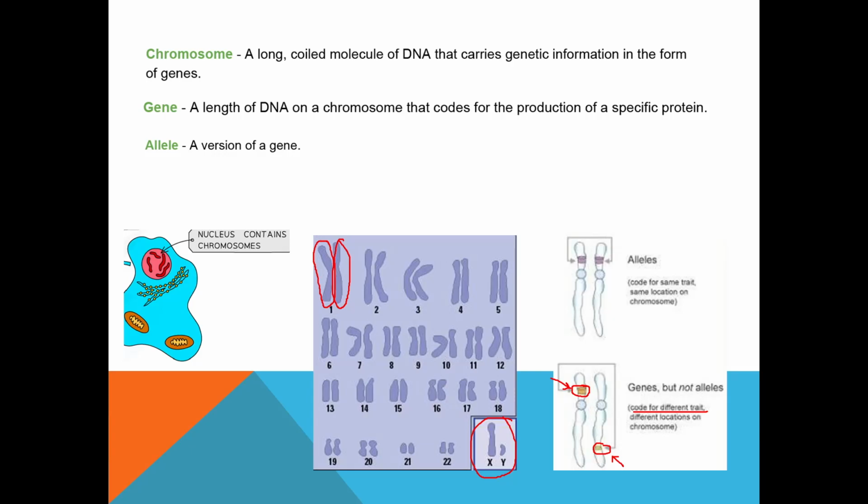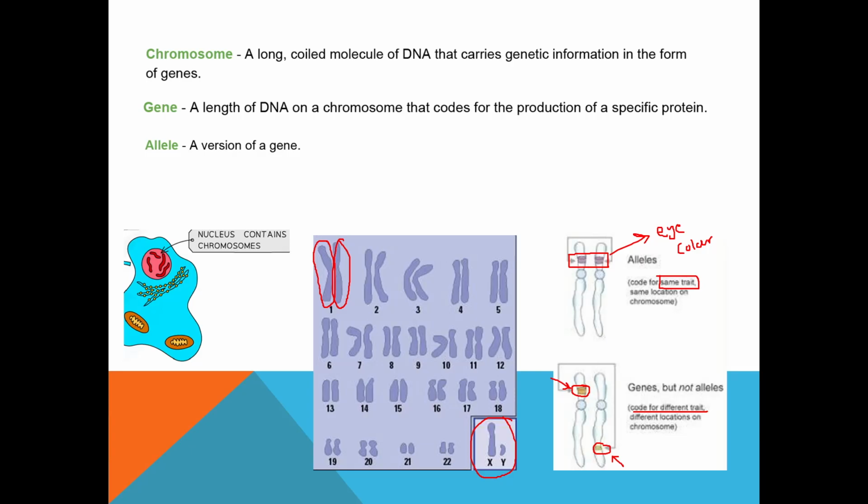So what then are alleles? Alleles, as you can see in this diagram, are located on the same location of the chromosomes, in paired chromosomes. So they're in the same location, and more importantly, they code for the same trait. So basically this allele could be for your eye color.